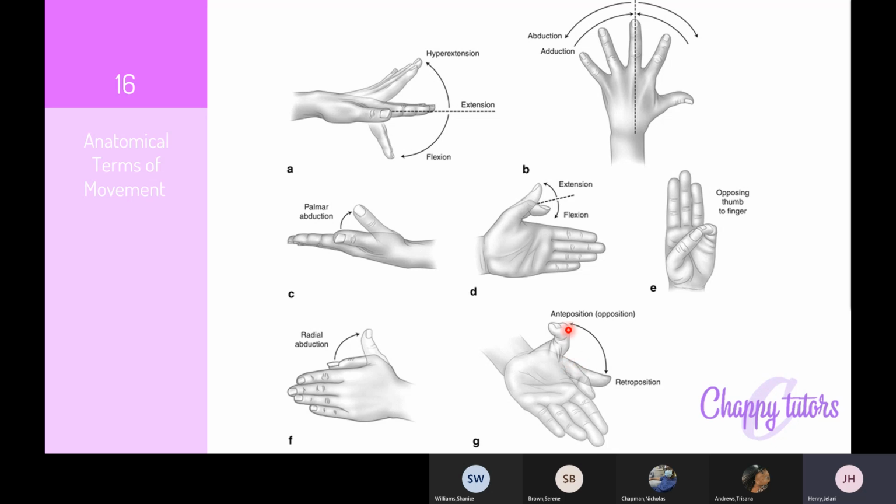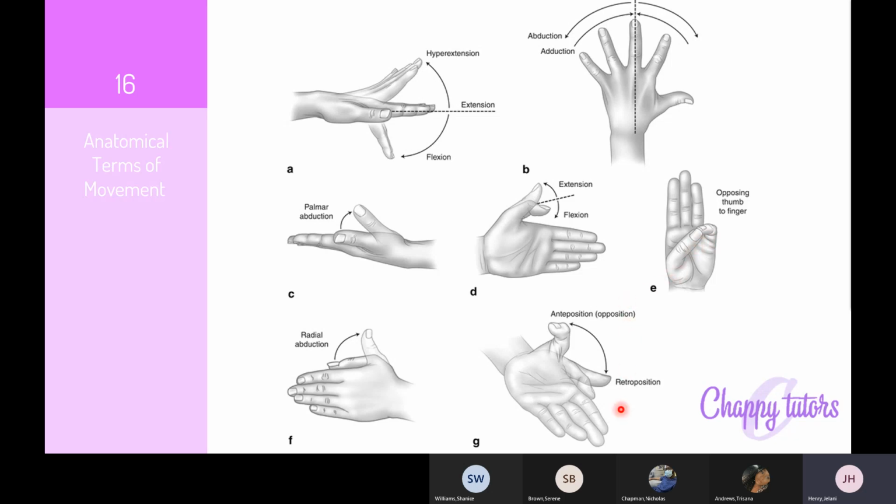Anteposition, and before I do that, let's look at opposition, opposing the thumb and finger. If you move your thumb and bring it towards your little finger, that action is referred to as opposition. You could do it to your other fingers as well. Hence why you hear that humans have opposable thumbs. That's where the term comes from. And this movement is actually quite important because it allows us to have what is referred to as a precision grip, as we'll come to discuss later on in the lecture, right?